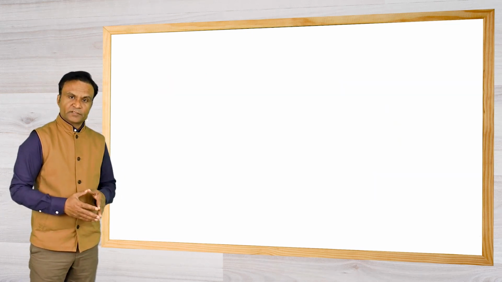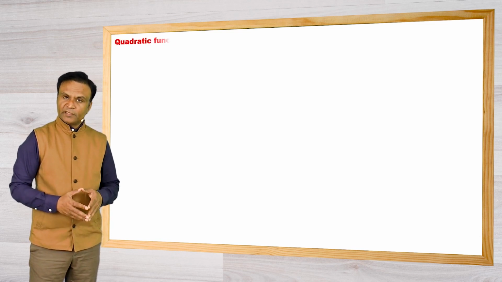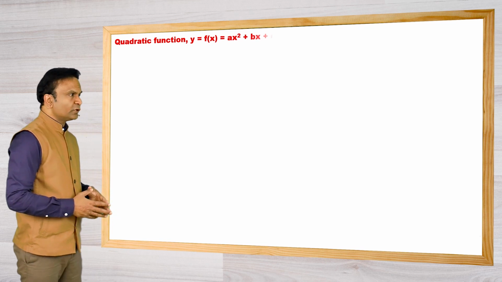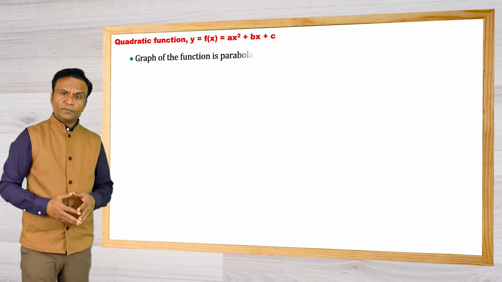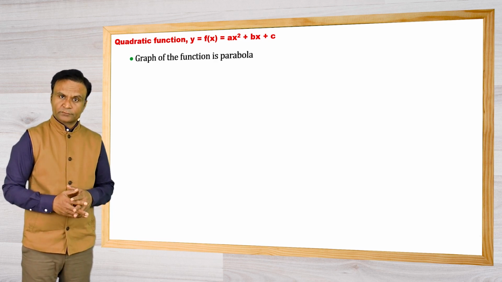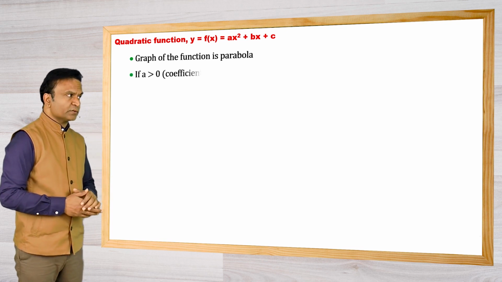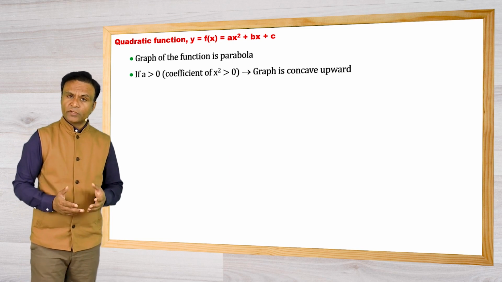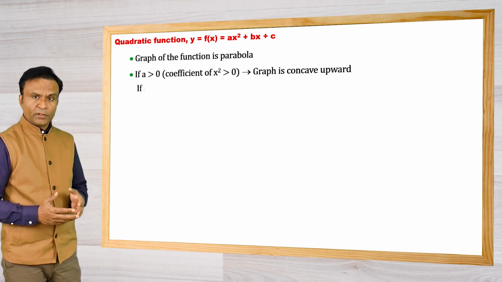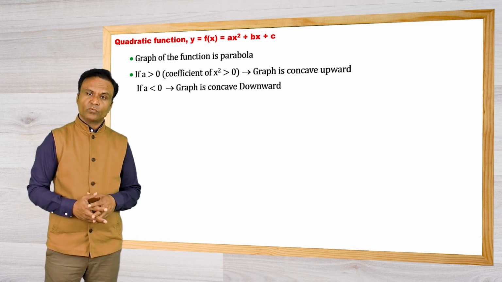So what did we learn from the discussion so far? Consider the general quadratic function y = ax² + bx + c. Here the graph of the function is a parabola. Now when a, the coefficient of x², is positive, the graph is concave upward, and if a is negative, the graph is concave downward.